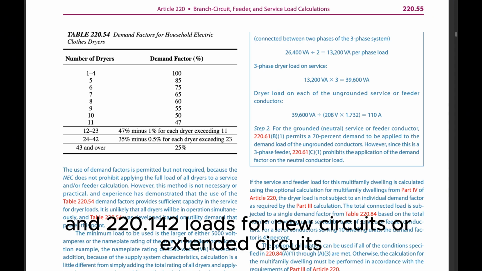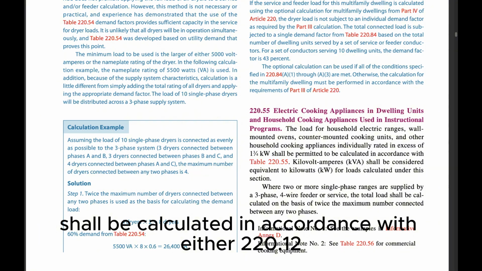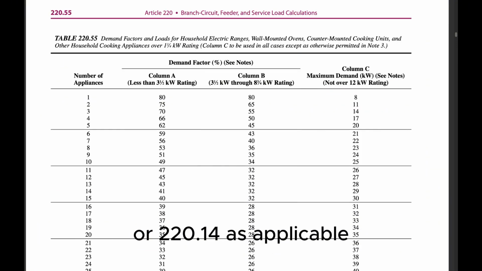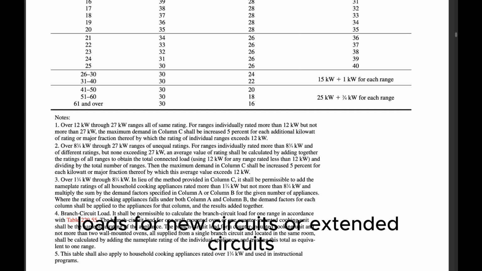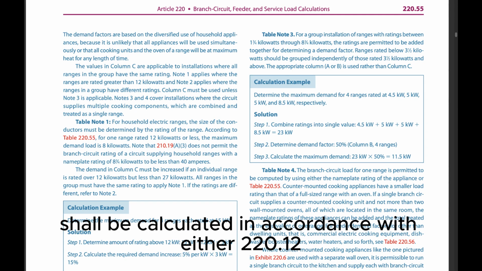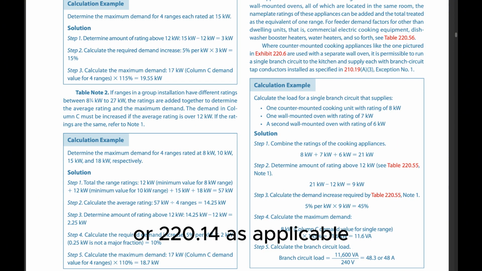2. Loads for new circuits or extended circuits in previously wired dwelling units shall be calculated in accordance with either 220.12 or 220.14, as applicable. B. Other than dwelling units. Loads for new circuits or extended circuits in other than dwelling units shall be calculated in accordance with either 220.12 or 220.14, as applicable. 220.18 Maximum loads.